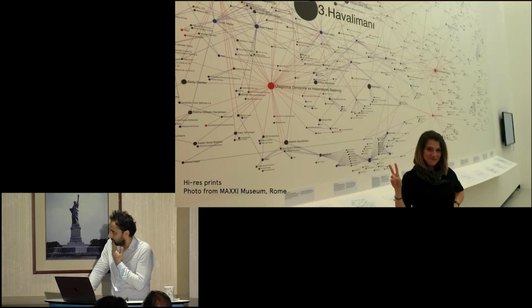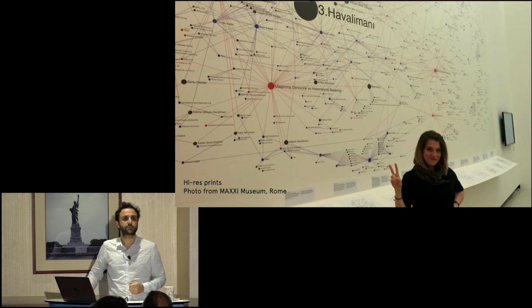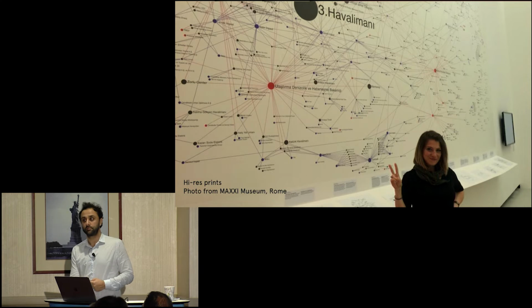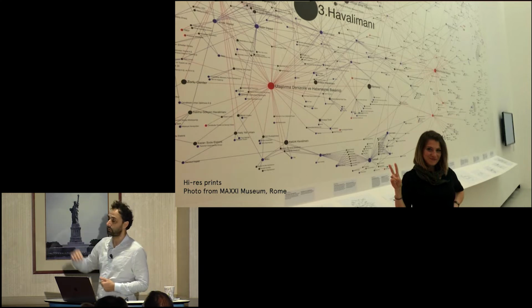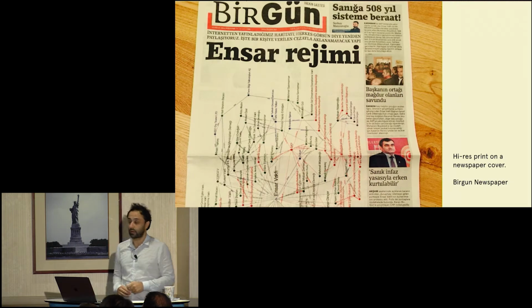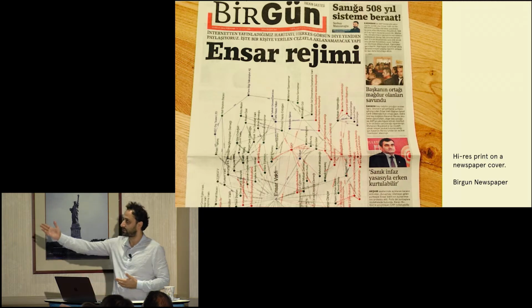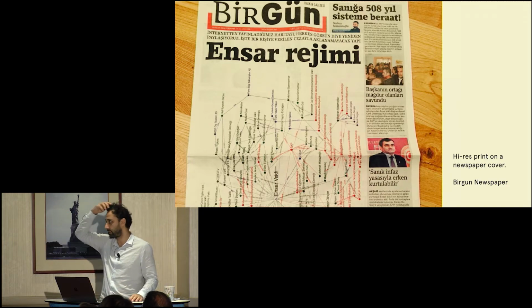Okay, so as an example, we also provide all these options for PDF exports and SVG exports. People make exhibitions with them. This is one example, from the MAXXI Museum in Rome, Italy. People made this with Graph Commons again. They made this amazing work, and this is a journalistic work. It's in Turkish, from Turkey.